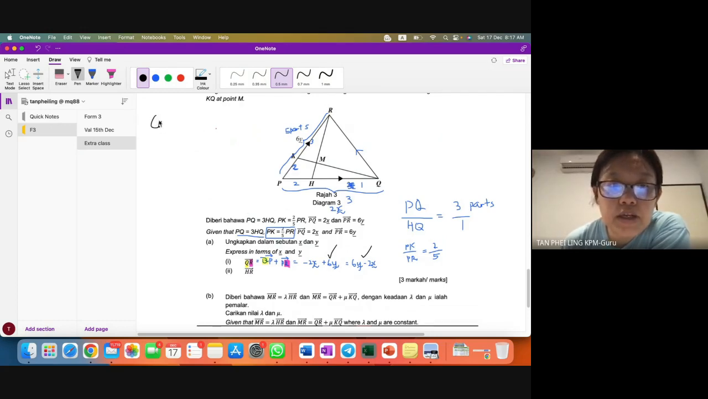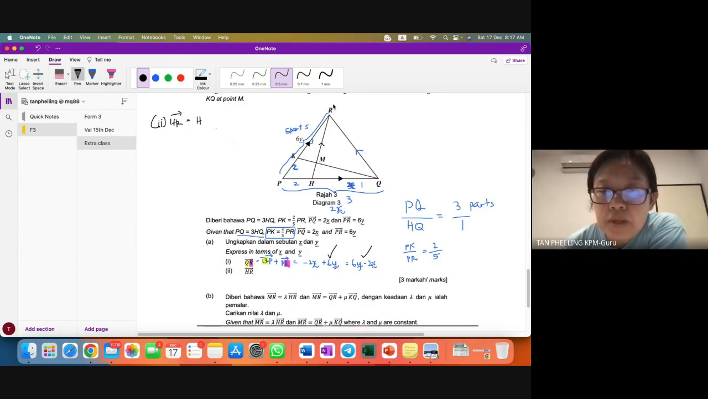Let me solve it here. They want HR. So how to solve HR? Meaning you must start from H, right? So H is where? H is here. They want H to R. So we put here first. We want H to R. So we have H to P, P to Q, P to R.